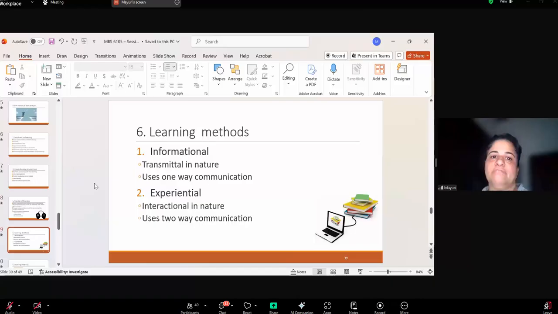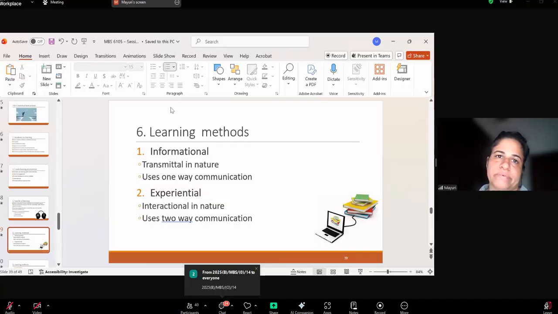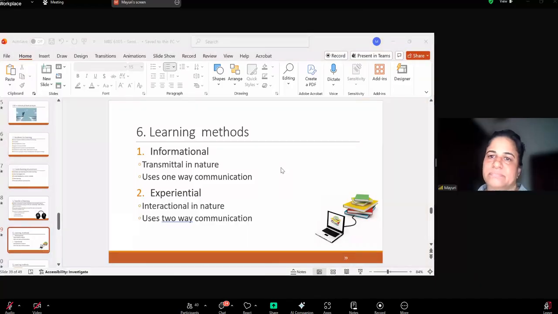Okay. Now we come to the important one. Learning methods, and this will be tested. This will be tested in your examination, learning methods. For the learning methods, there are two categories.